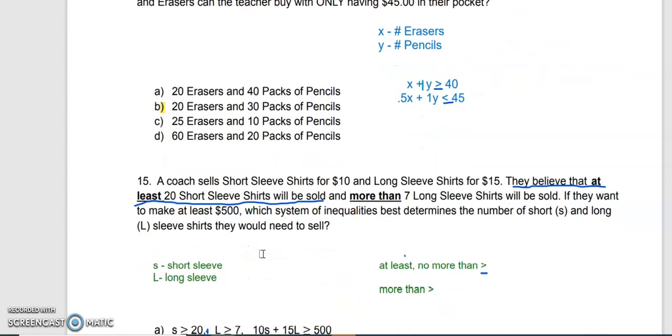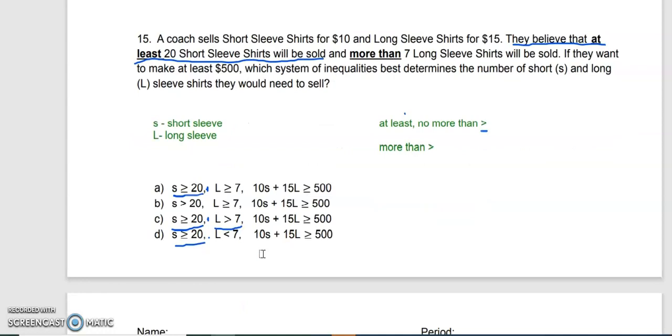All right, let's go ahead and look at number 15. So a coach sells short sleeve shirts for $10 and long sleeve shirts for $15. They believe that at least 20 short sleeve shirts will be sold and more than 7 long sleeve shirts will be sold. If they want to make at least $500, which system of inequalities best determines the number of short sleeve shirts and long sleeve shirts? So little s is going to be short sleeve shirts, and then L is going to be long sleeve shirts.